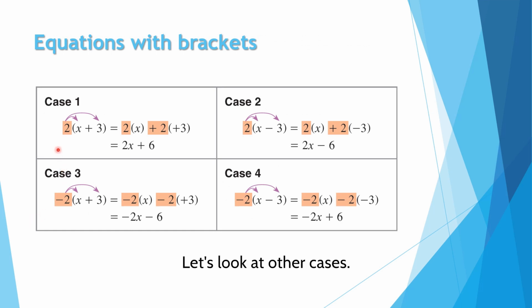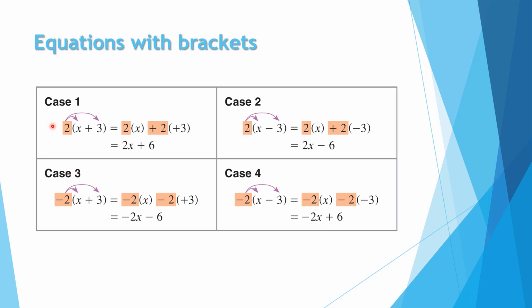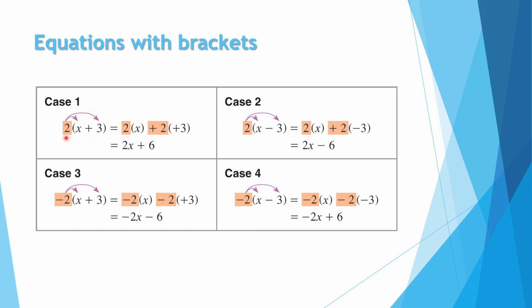Let's look at other cases. Usually in algebra, we always need to deal with algebra and numbers in brackets. So in this case 1, this is basically 2 times a whole bracket of x plus 3. So it means we need to multiply both members inside the bracket by 2. It would give 2x plus 2 times 3, which means 2x plus 6.